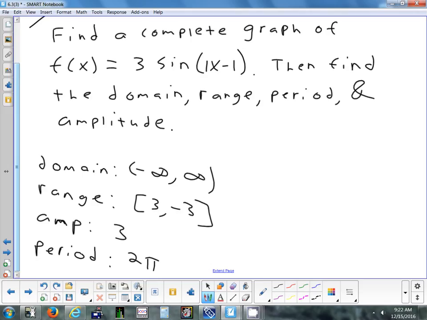Can anybody think of a time when the range wouldn't be a number and then the negative of that number? Like 4, negative 4, 2, negative 2. It might be a time when it's not the number and the opposite of the number. And it shifts vertically. Yeah, if you did a vertical shift, okay, you could have something like this.